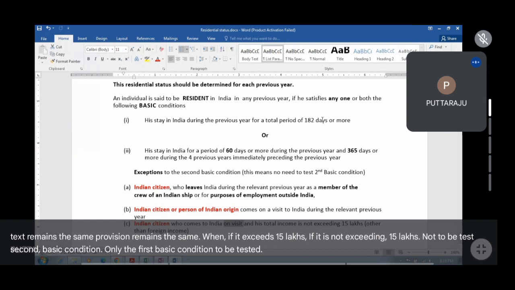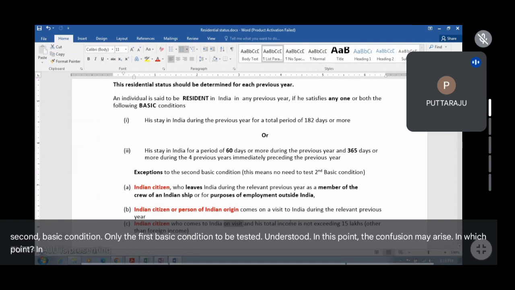Understood? In this point, the confusion may arise. In which point? In this point, C. Exceeding 15 lakhs, the second basic condition is also to be tested, subject to 60 days to be replaced by 120 days.